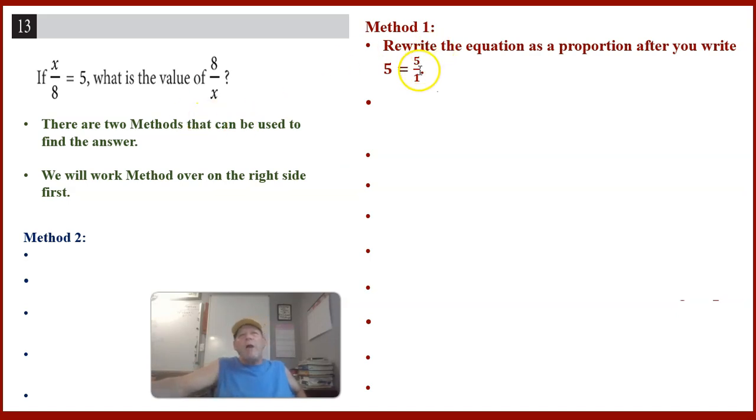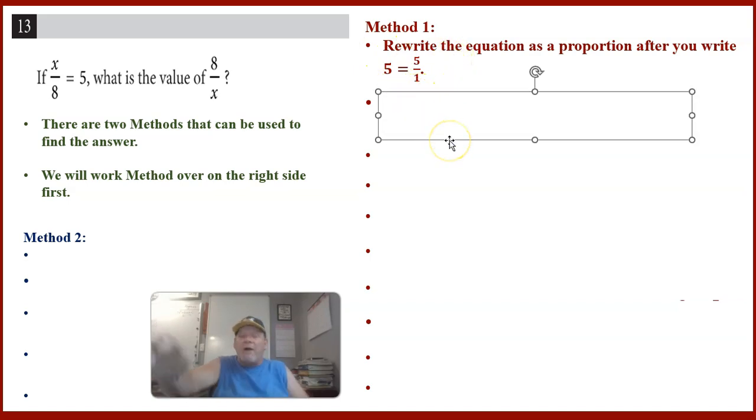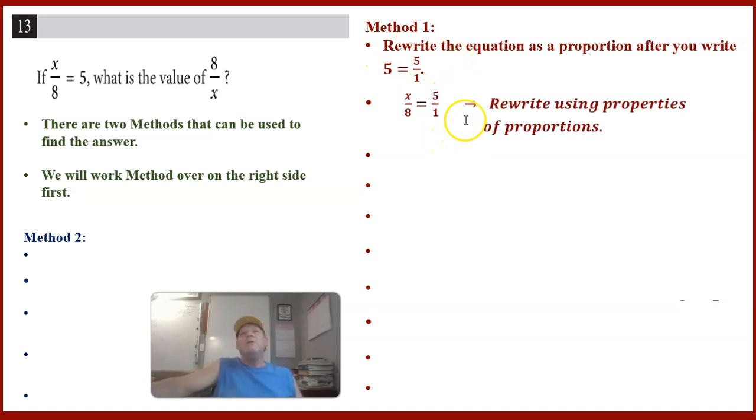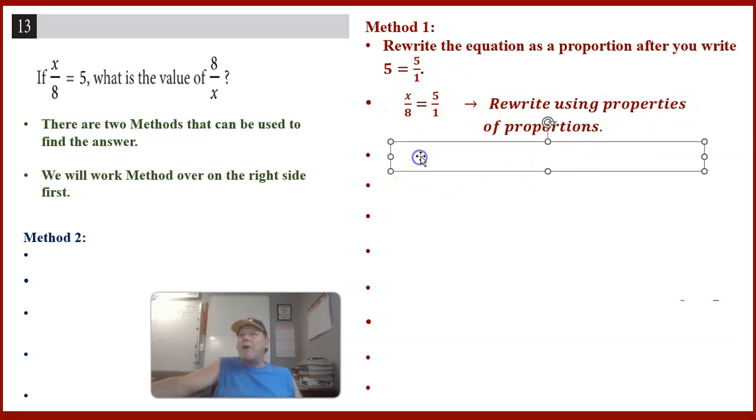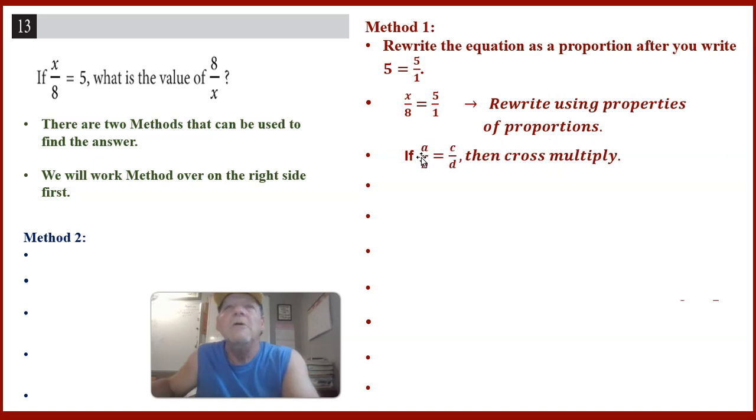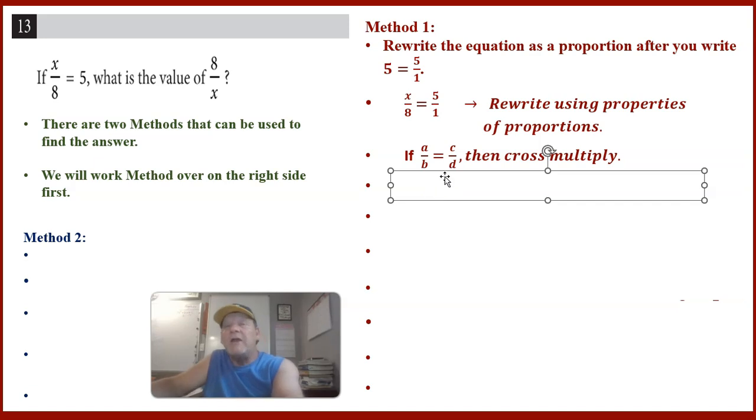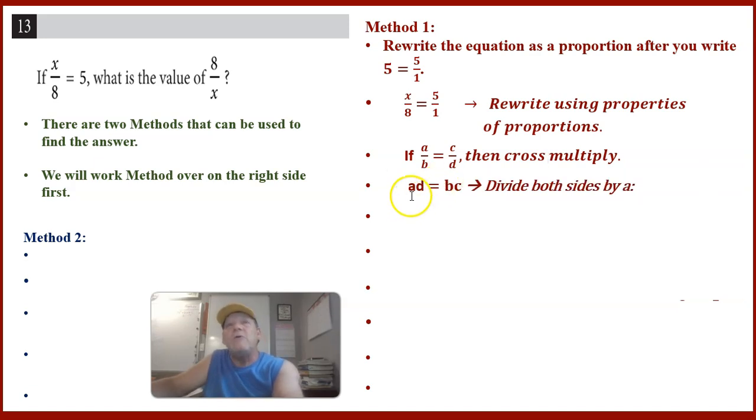So we can rewrite this as a proportion by writing the ratio of 5 as 5 over 1, because 5 does equal 5 over 1. So I have x over 8 equals 5 over 1. I can rewrite this using properties of proportions. So here is the property of proportions I'm going to talk about. If a over b equals c over d, I can cross multiply and get AD equals BC, so that I can show you what this equals.